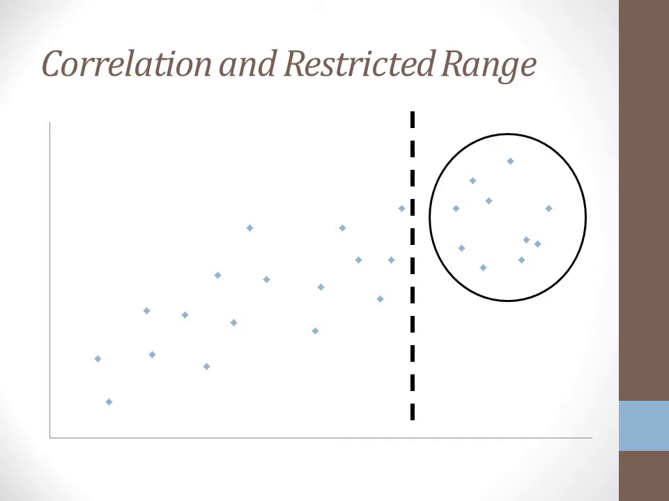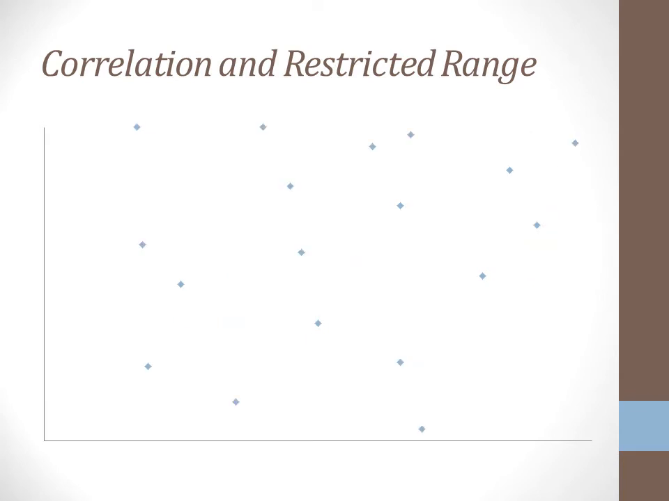In other words, if we were just to look at this data here and just ignore all the other data on the left side of the dotted line, what we would see is that there's really no relationship, or at least that would be what we would conclude, that there's no relationship between these variables, when in reality, if you look at the full range of scores, there is a true relationship.